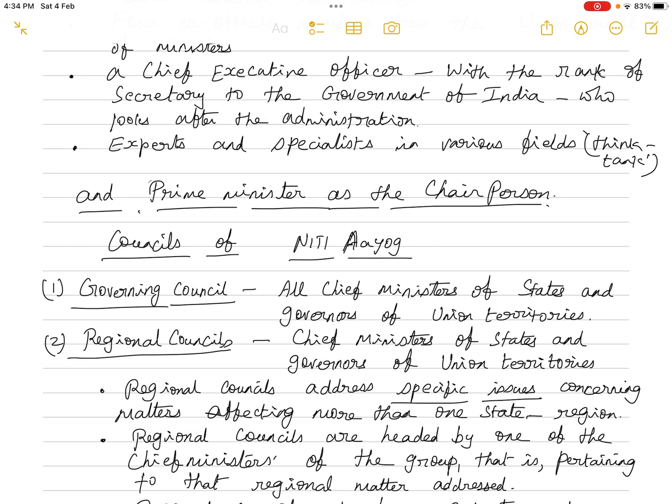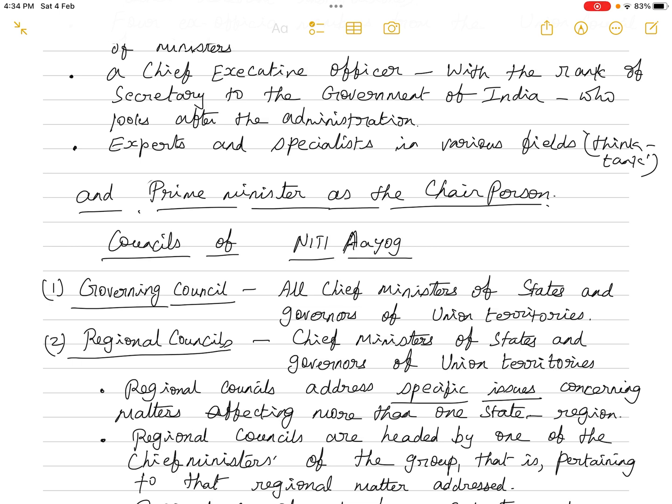And as far as the regional councils are concerned, even in the regional councils, all the chief ministers of states and governors of union territories are members. The work of the regional council is to address specific issues. General matters are addressed by the governing council. The regional council addresses only specific issues concerning more than one state. If there is any matter pertaining to one region which is affecting 2 states, then it is affecting only that particular region.